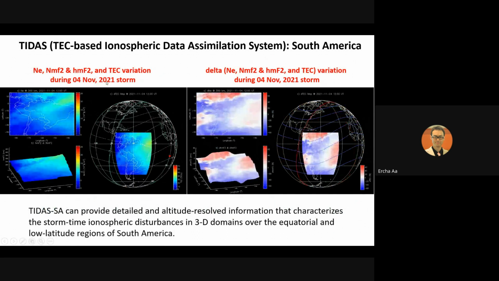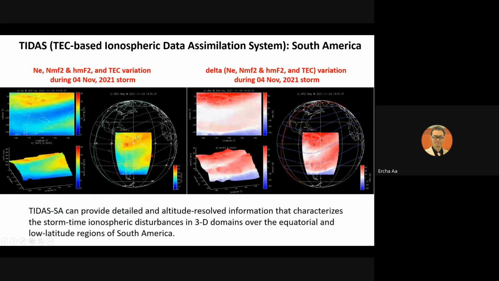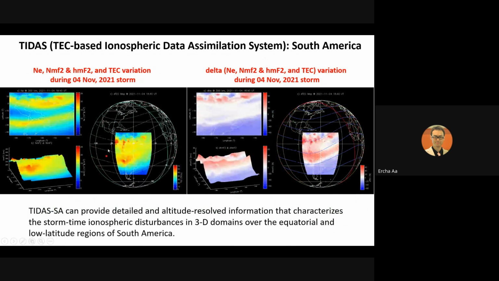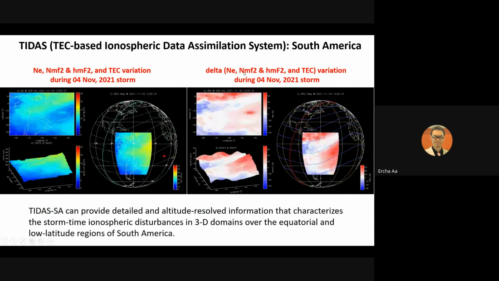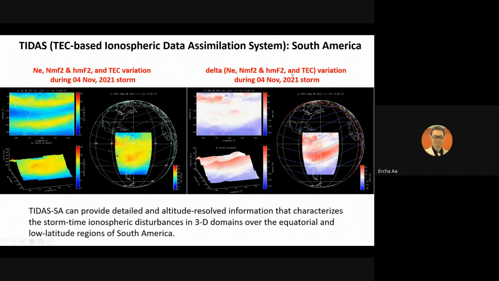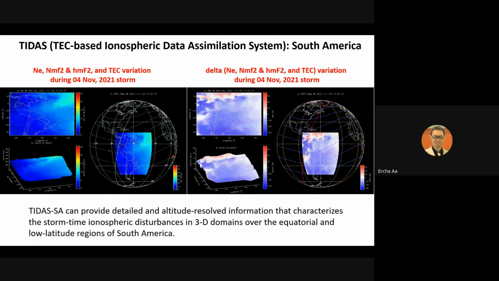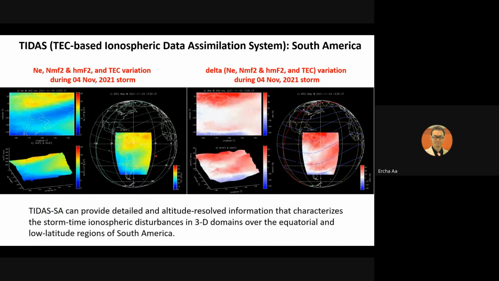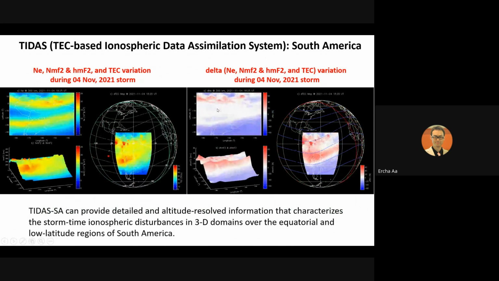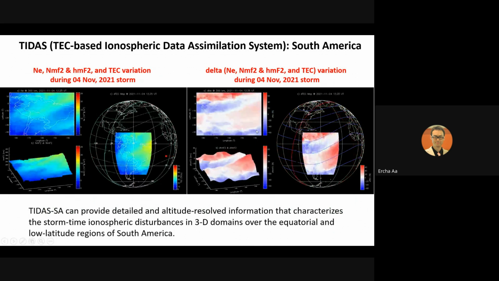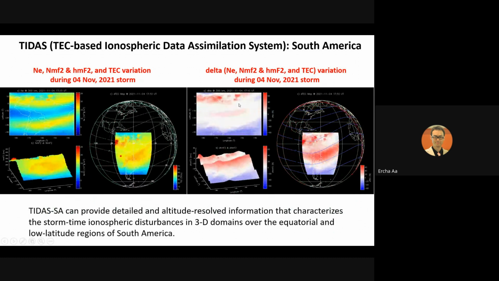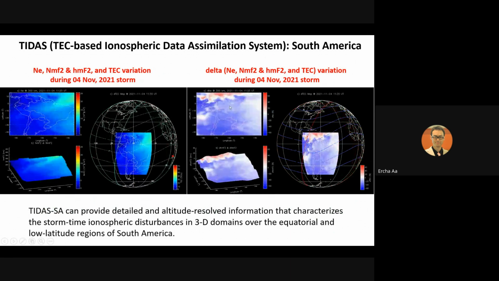That's a major storm. In the left panels, we show the electron density, HmF2 and NmF2, and total electron content. And the right panels show the delta values. For the delta values, we subtract a quiet time reference. So we can see the storm-induced variations. Over this period, there is a positive ionospheric storm phase over this region, which is then gradually eroded by the blue regions. Let's see it again. It's about a 30 to 50% increase of the electron density.